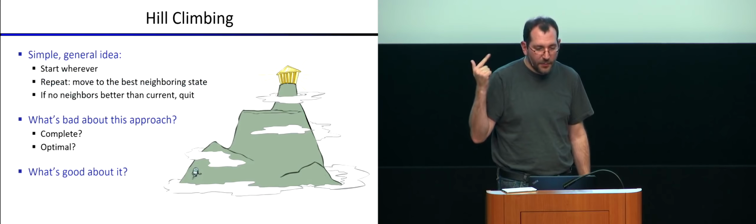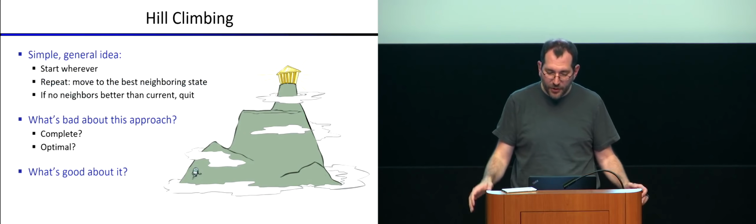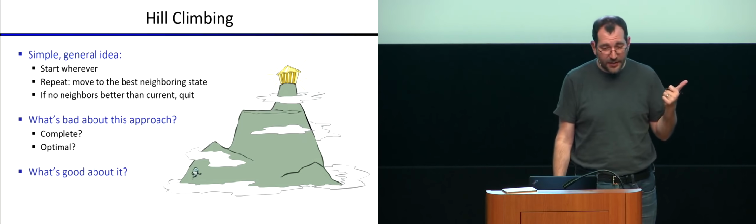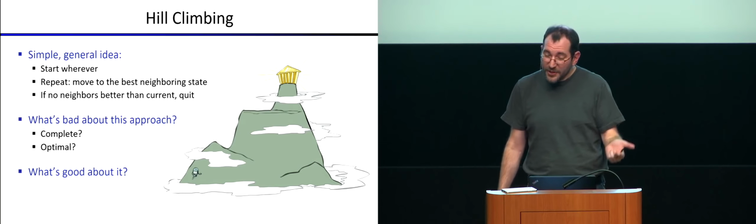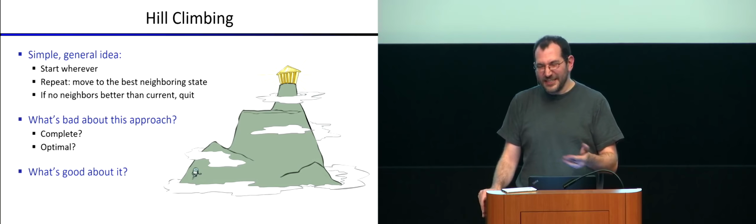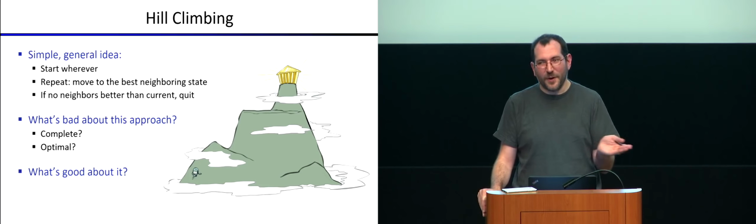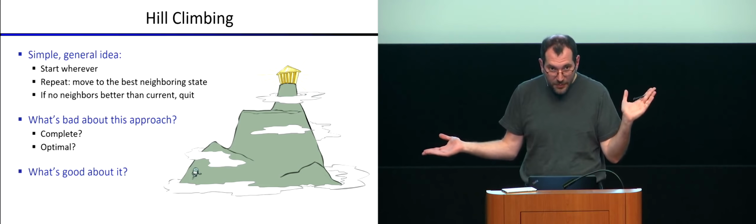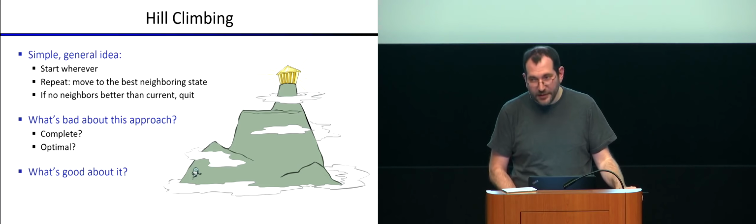We talked about the general idea. Start wherever, move to the best neighboring state. If nothing's better than your current state, then you stop. We already talked about why it's bad. It's not complete. It's not optimal. But what's good about it is it's really easy to apply in a lot of problems. It's really fast to come up with a solution. Maybe a bad solution, but maybe that's okay. Depends on your problem. It'll at least be a better solution than the ones around it, so you can feel relatively good.